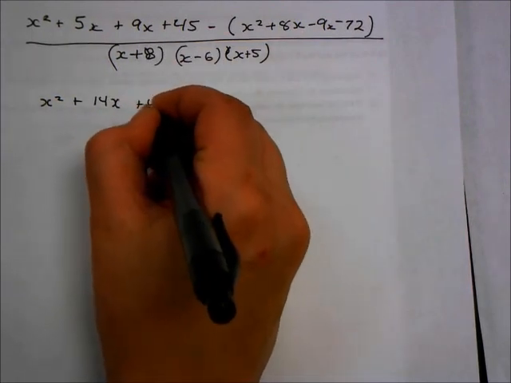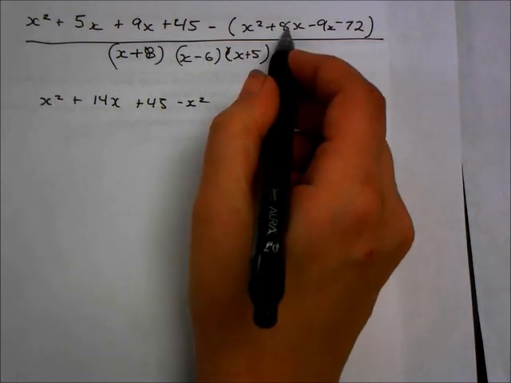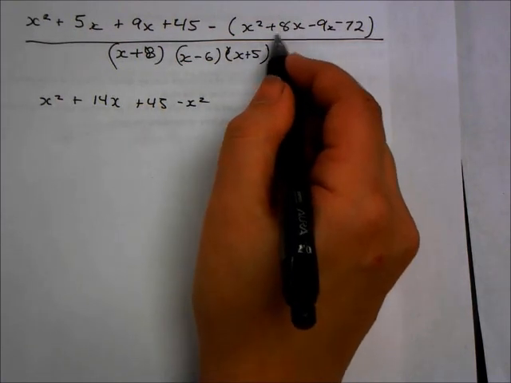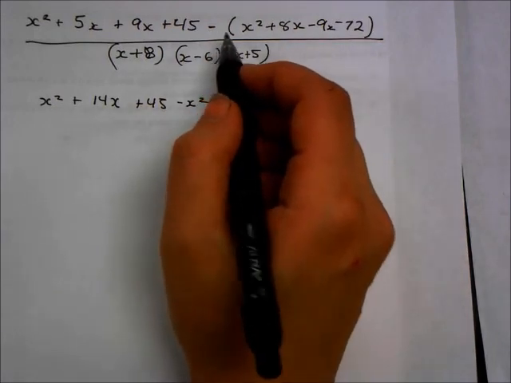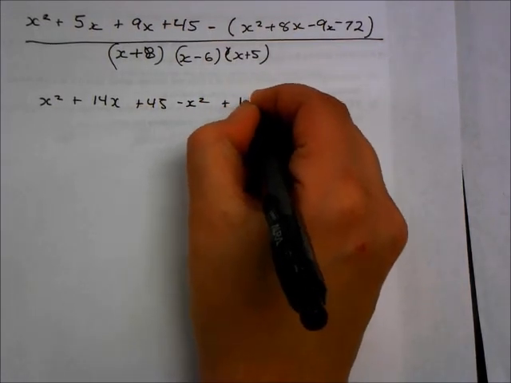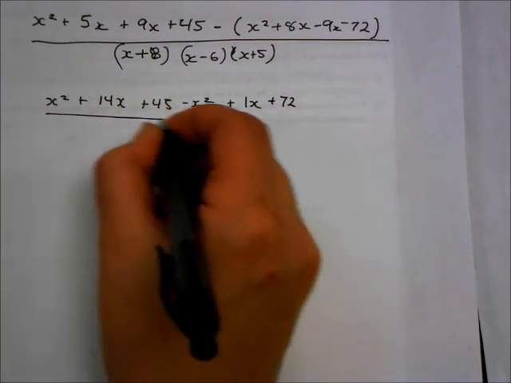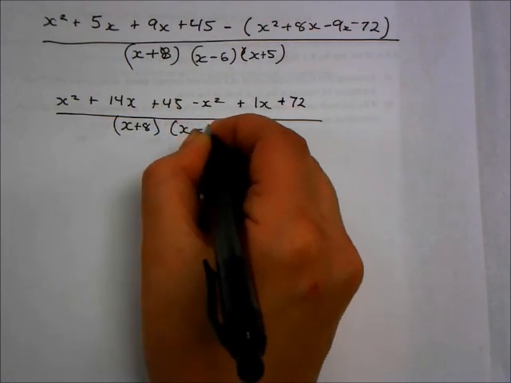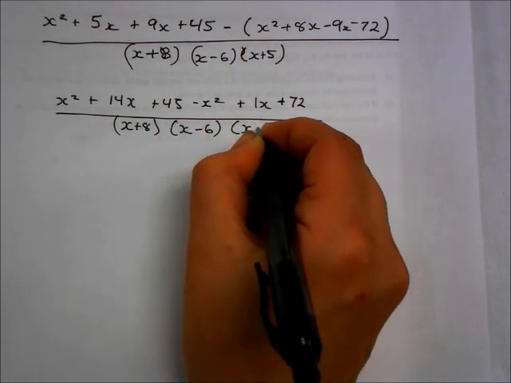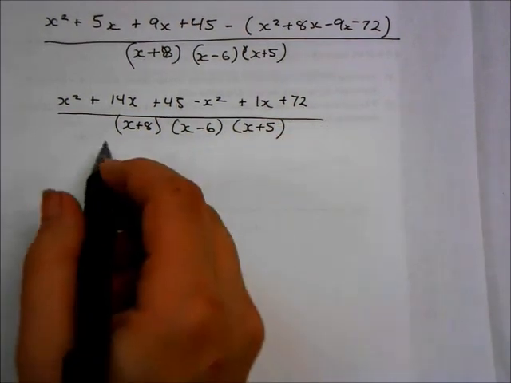plus 45 minus x squared minus, well, positive 8 minus 9 gives us negative 1. Negative 1 times the negative out here gives us plus 1x. Negative, negative, positive 72. Same denominator. Next step is to combine like terms.